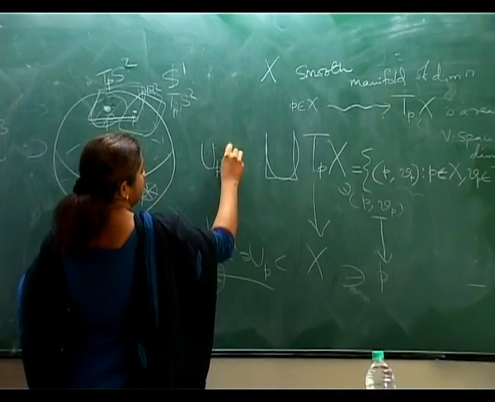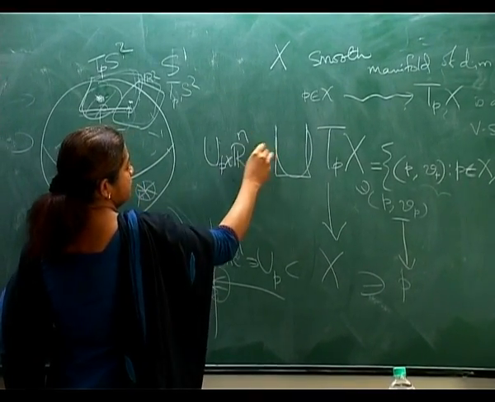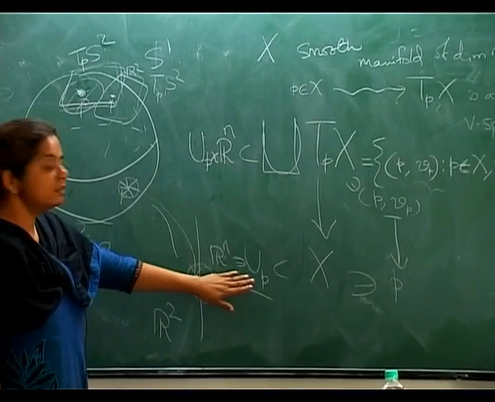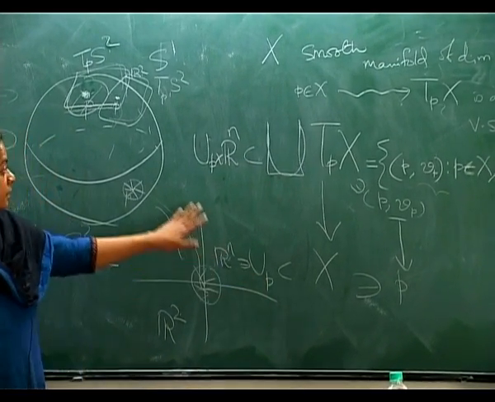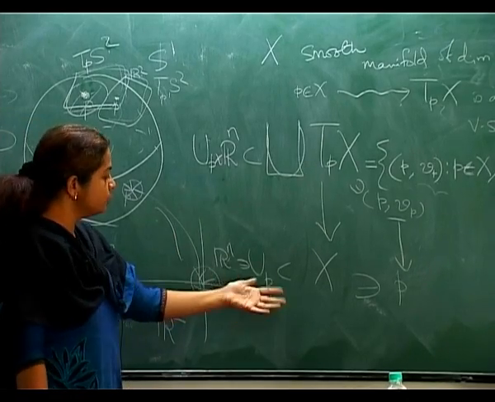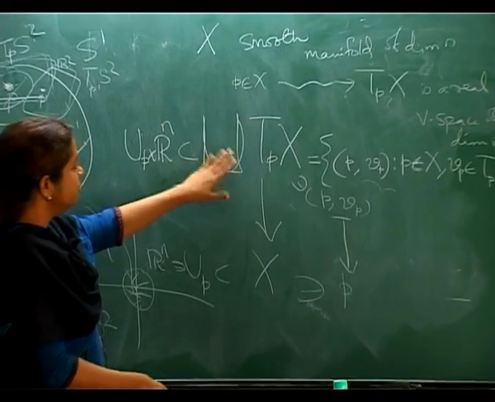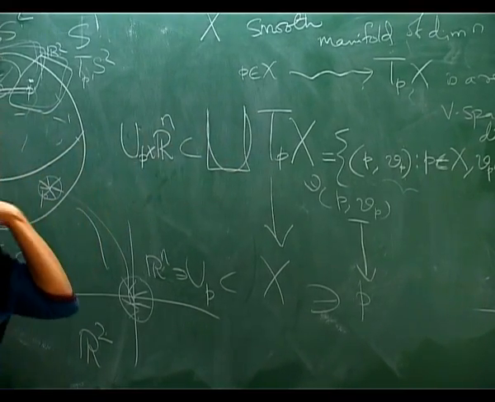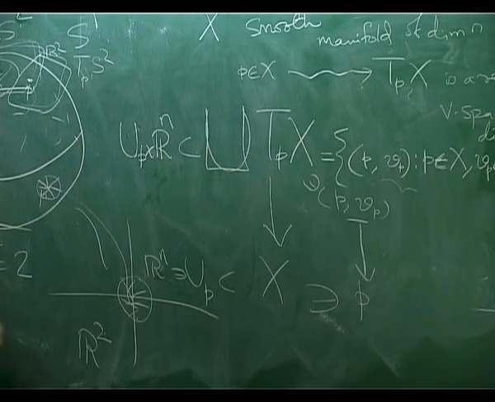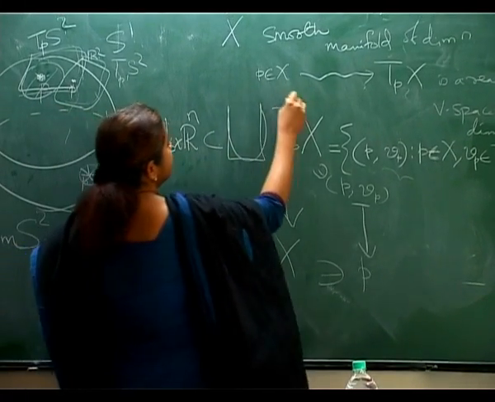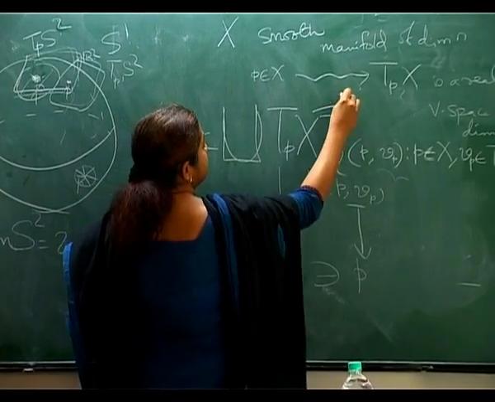So this is how this collection looks like over such open subsets. You can imagine that however these UPs patch up together, the same patching condition will give a manifold structure on TPX also. So this collection is called the tangent bundle, and it is denoted by TX.